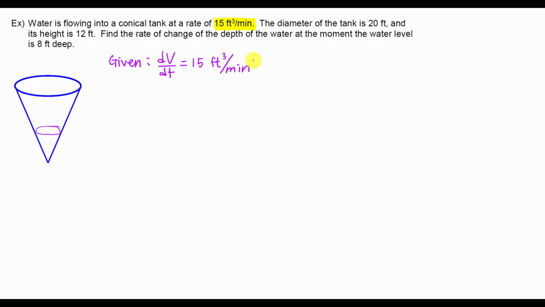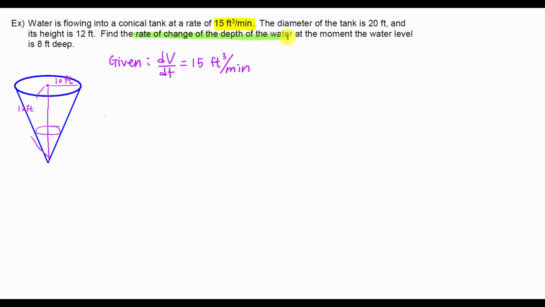The diameter of the tank is 20 feet, so the radius will be 10 feet. And the height of this original tank is 12 feet. And it says find the rate of change of depth of water. And that's what you have to find. You have to find the rate of change of depth of water.